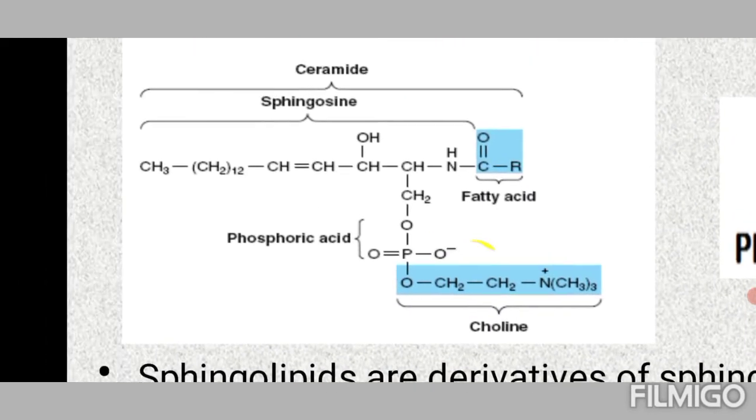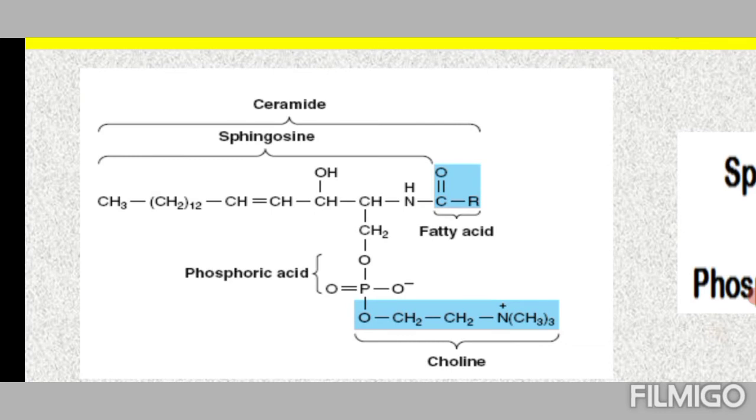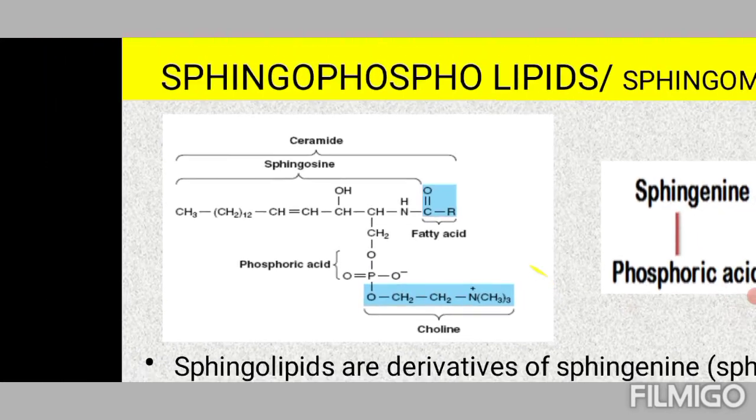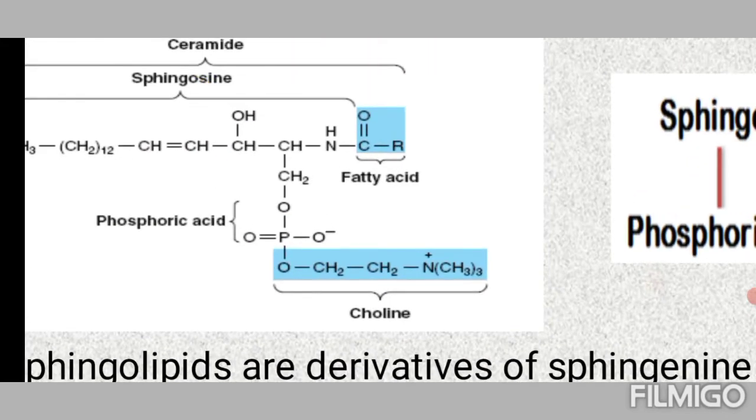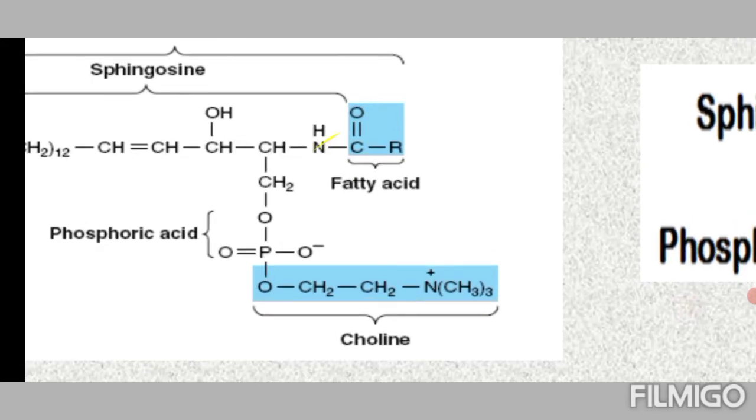Yeah, this is the structure. Sphingosine, fatty acid, you can see here, and the phosphate group through which a choline is attached. But basically, this is having the alcohol sphingosine. Now, sphingolipids are derivatives of sphingosine. Sphingosine is a long chain unsaturated nitrogen containing amino alcohol. That also you can see here, the nitrogen containing alcohol.